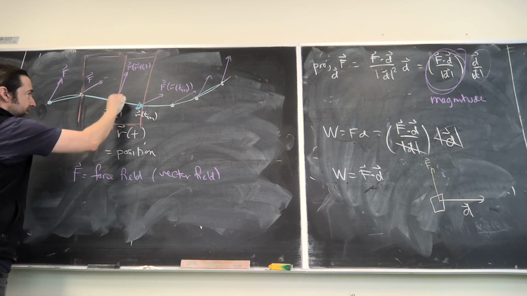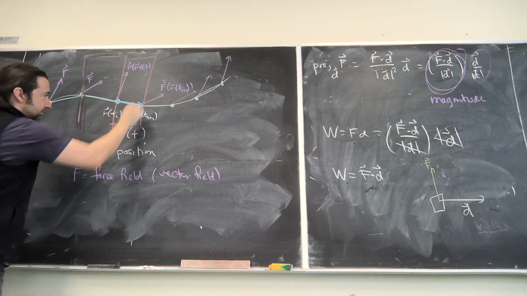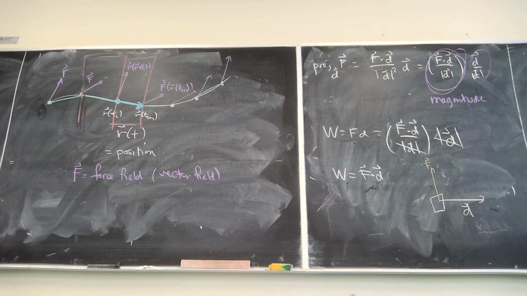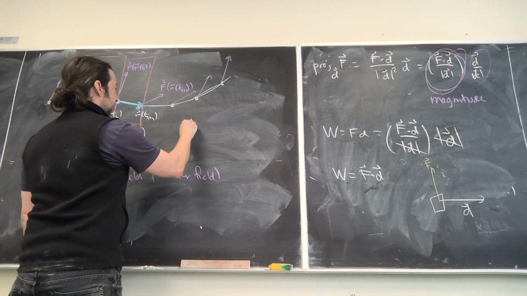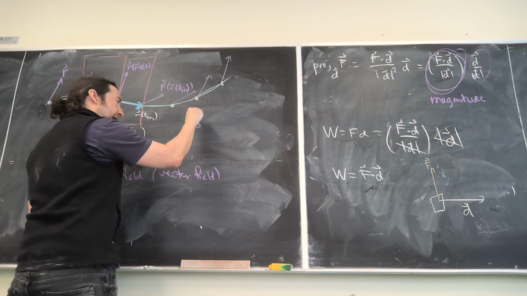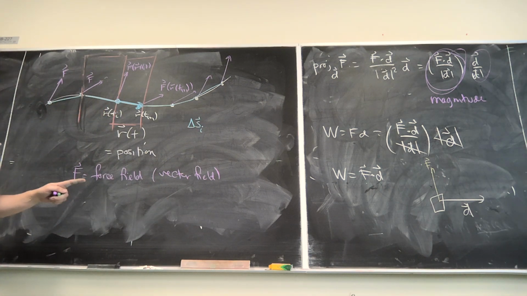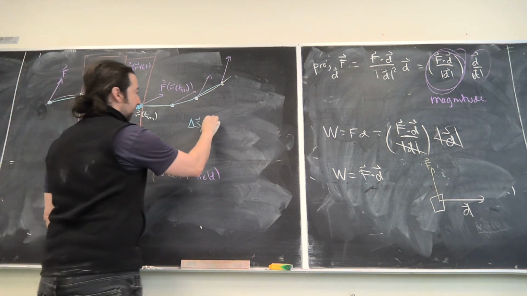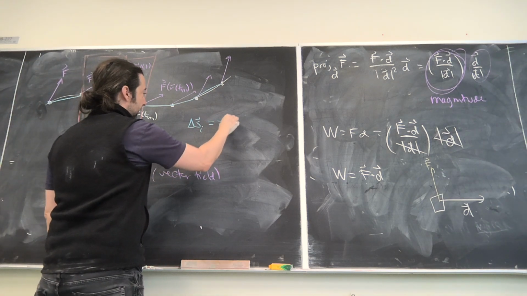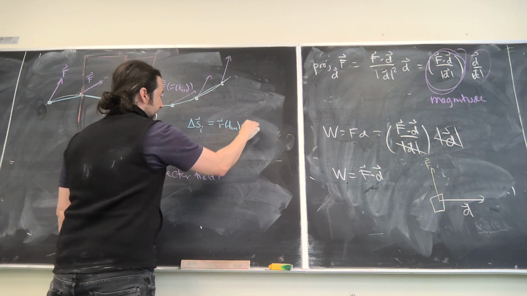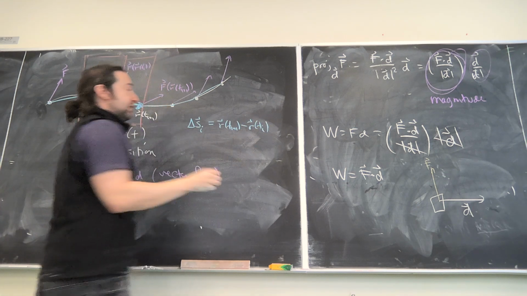Like starts at this point right here and goes like that. What would it be? r of t_i plus 1 minus r of t_i. So we're going to call that vector delta S with a hat on it, i. It's the displacement chunk, not a distance chunk. It's not an arc length chunk. It's a displacement chunk. And we're going to define it to be r of t_i plus 1 minus r of t_i. That is a vector quantity.